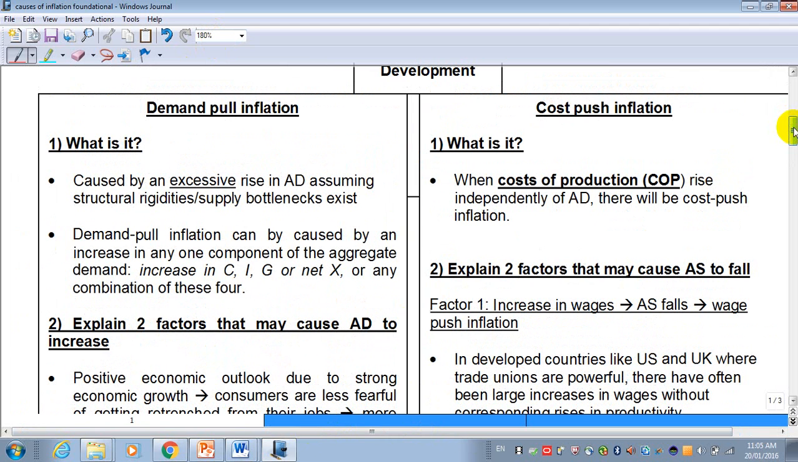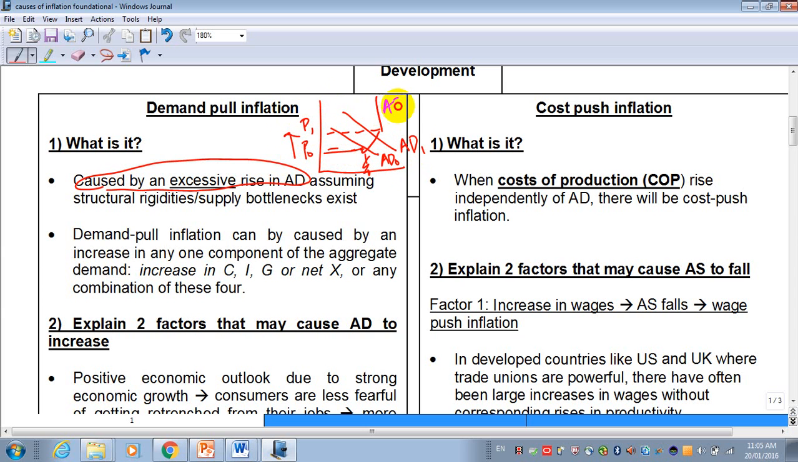What is it? It is caused by an excessive rise in AD. That means, boys and girls, that when AD increases, can you see that the GPL P0, AD increases from AD0 to AD1, can you see that the GPL will increase as well from P0 to P1? Okay, don't focus on the real national income side of the axis, the horizontal axis. Focus on the vertical axis.